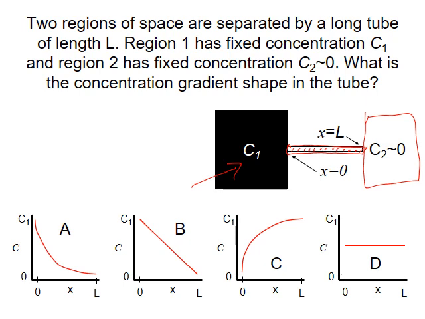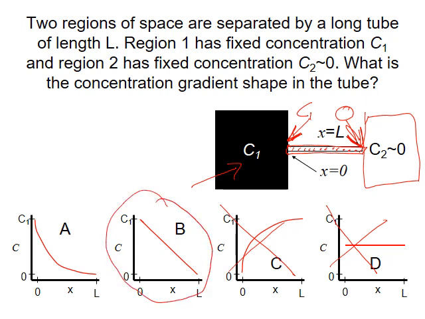So if we were to graph the concentration as a function of the distance along the tube, in order to get the right answer here, we'd have to recognize that at the left side of the tube, the concentration would have to be C1, and at the right side of the tube, the concentration would have to be 0. If we look at our options, that would eliminate both C and D, and so then we would choose from either A or B. Both are reasonable answers. In this case, because it's a one-dimensional example, B is the correct answer. It's a linear gradient.